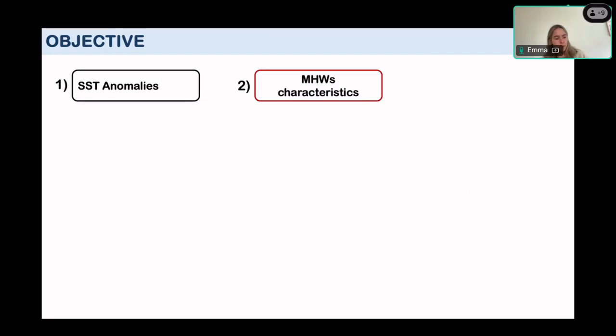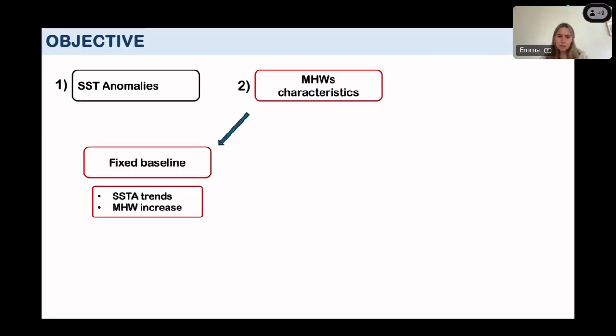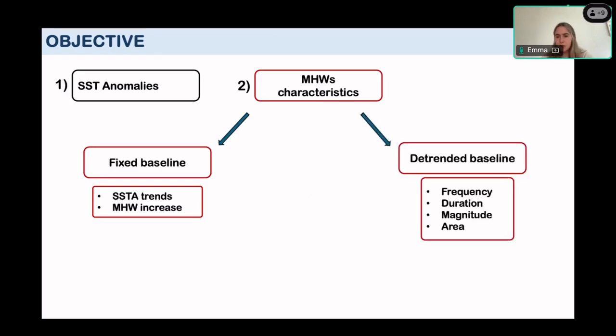To study marine heatwaves, we differentiated between marine heatwaves on a fixed baseline, which means that we did not detrend, so we didn't try to remove the warming signal, and therefore we looked at the anomaly trends and how marine heatwaves increased or decreased during this period of study. And we looked also at marine heatwaves on a detrended baseline. So here we're trying to study more so the variability, so we removed the climate change signal, and we look at frequency, duration, magnitude, and area of marine heatwaves.